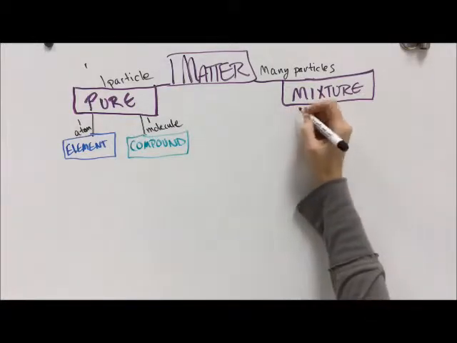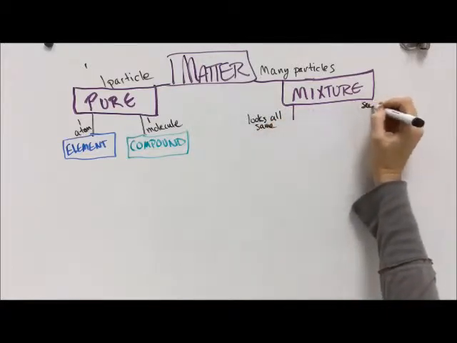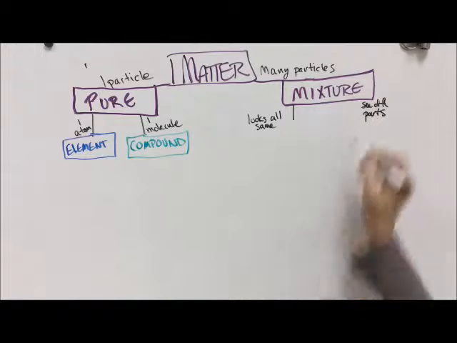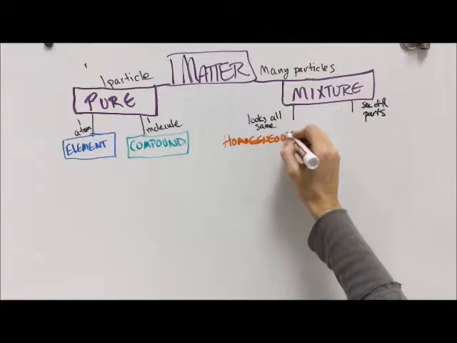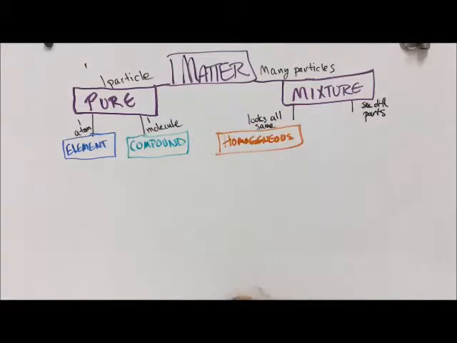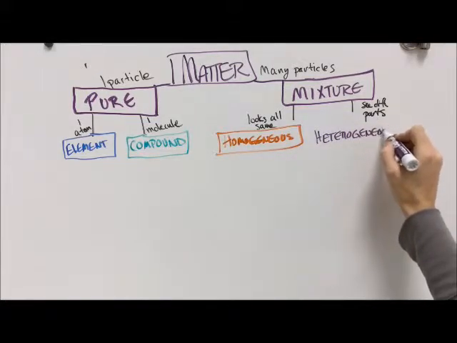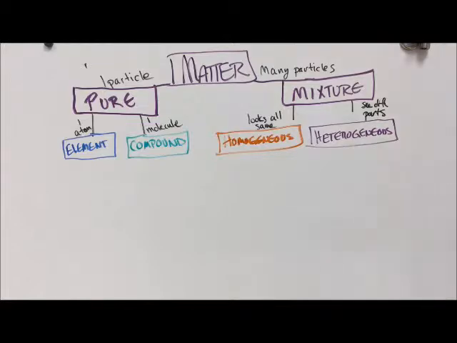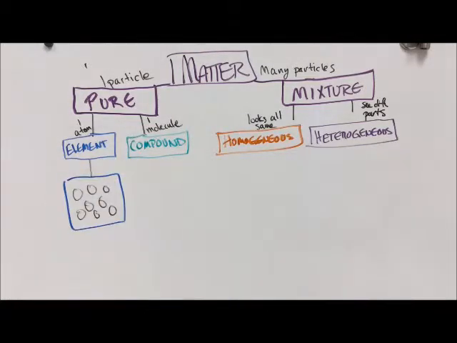Now, on the other side of the spectrum over here, our mixed matter, we have to look at our mixed matter and say, okay, does it look all the same throughout, or can I see the different parts? If it looks all the same, then it's going to be called a homogeneous mixture. And if we can see one or all of the parts separately, we're going to call it heterogeneous. So if you take ice cream and chocolate and milk and you mix them up and you make a milkshake, it's homogeneous. You can't see the different parts. But if you have ice cream with the chocolate on the top, it's a heterogeneous mixture.